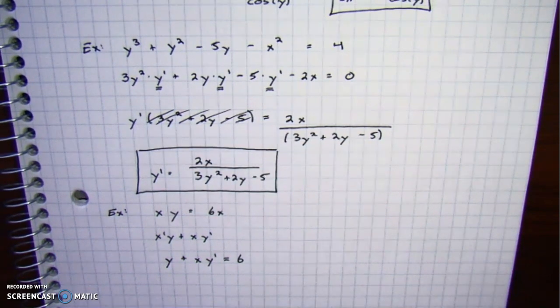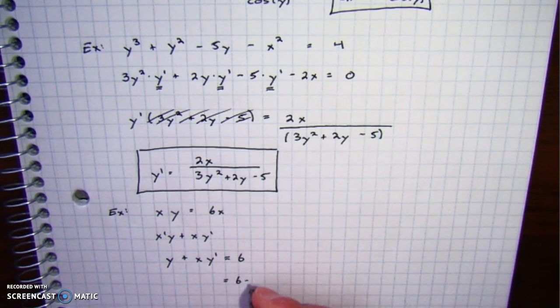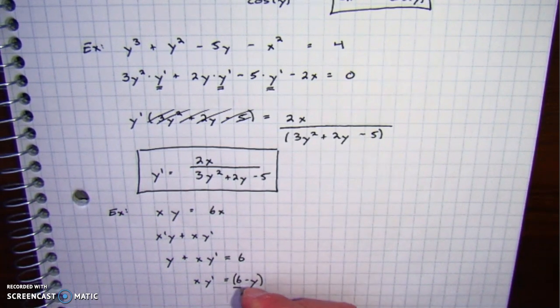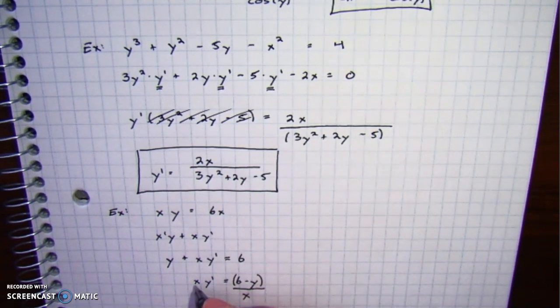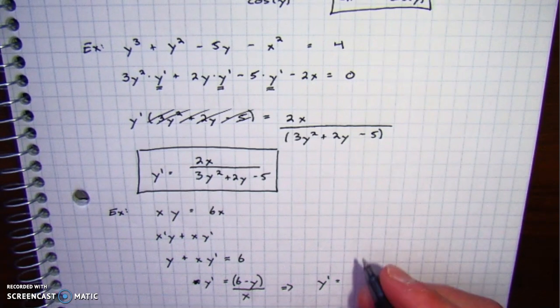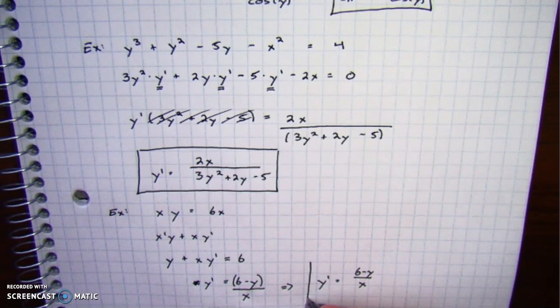So now it just turns into algebra. I've got to get this y prime by itself. So I'm going to subtract y from each side. So I've got x times y prime equals 6 minus y. And then I'm going to divide by x. So I'm left with y prime, or dy dx, equals 6 minus y over x.